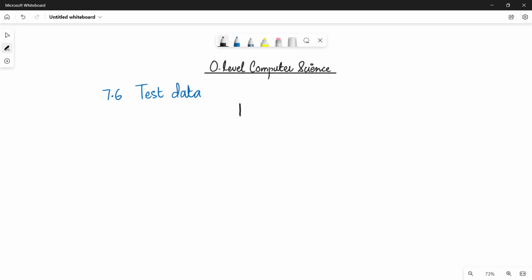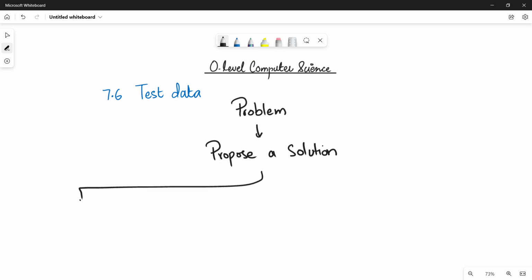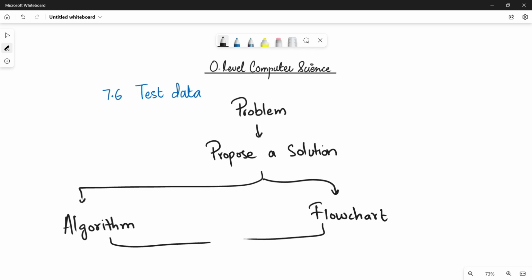We know that whenever there is a problem in programming, the first thing we do is to propose a solution for it. Propose a solution for your problem. And once we propose the solution, we start writing an algorithm or sometimes the flowchart for the solution that we proposed. Once the algorithm or the flowchart is written or designed, the next stage is to test your algorithm or flowchart.